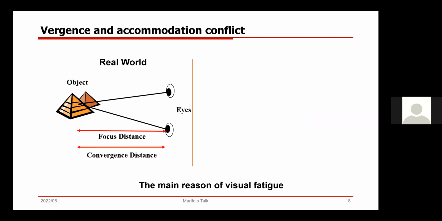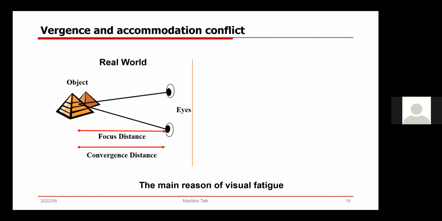But there are some issues we need to tackle before it can be used in our daily lives. There are several issues in 3D display. One of them is visual fatigue. One of the main reasons for visual fatigue is the vergence and accommodation conflict.